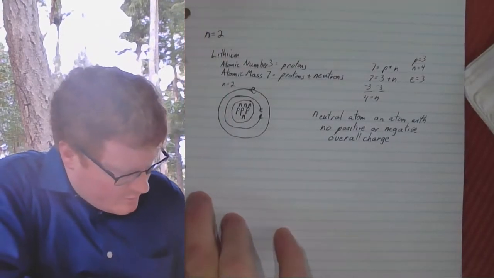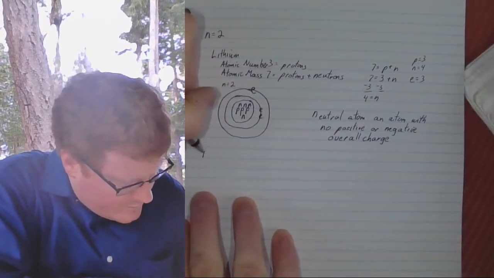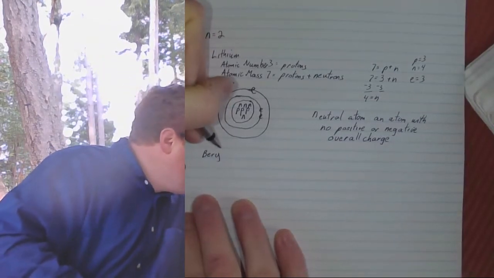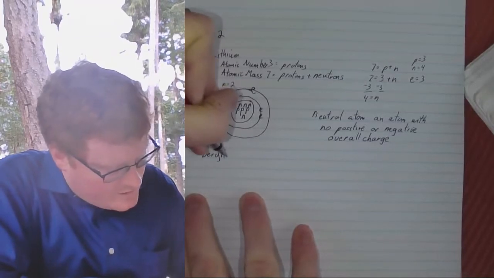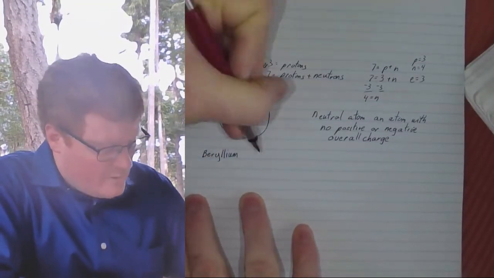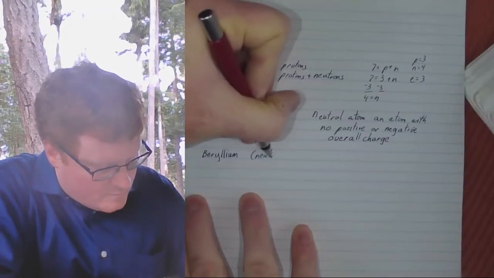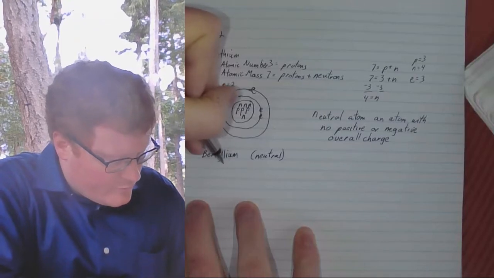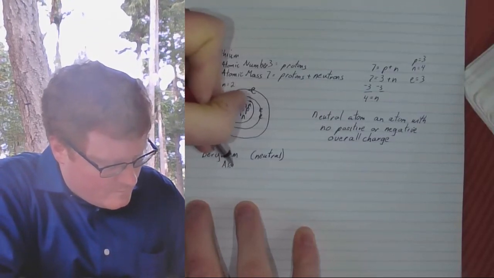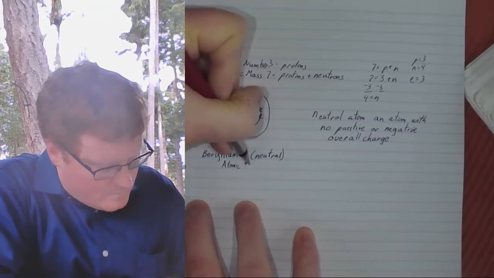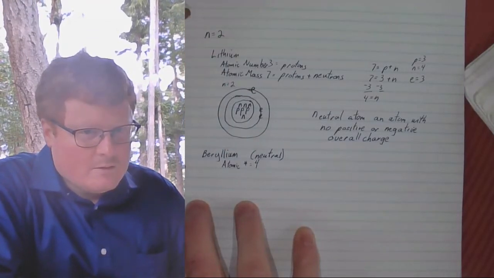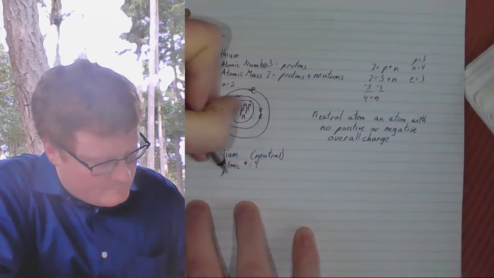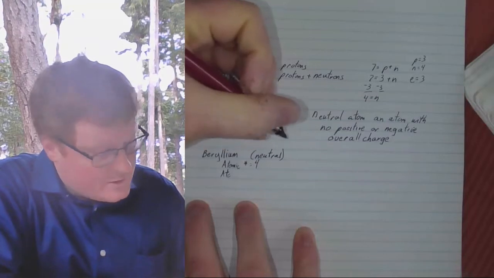After lithium is beryllium. We're working with a neutral beryllium atom. B-E-R-Y-L-L-I-U-M. I never spell this one, I always want to put one L. Beryllium. It's neutral. Neutral means 0 charge. Okay. Atomic number 4. That tells us how many, what we have? Protons.